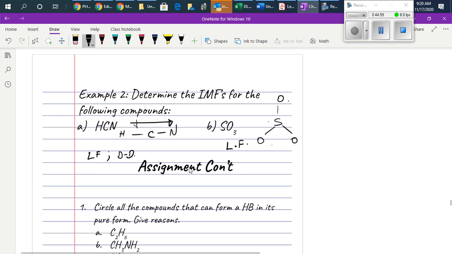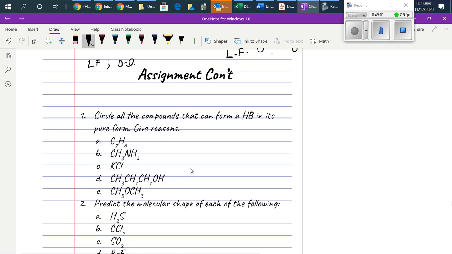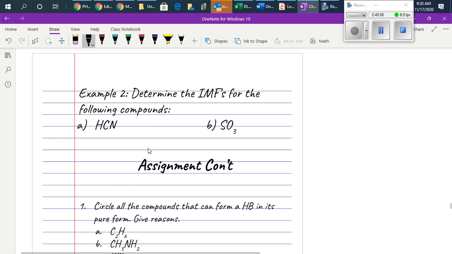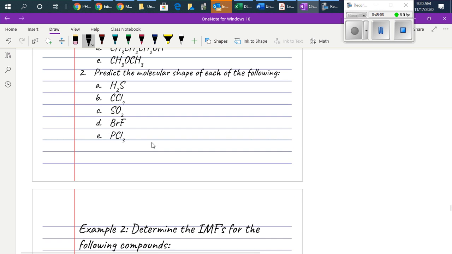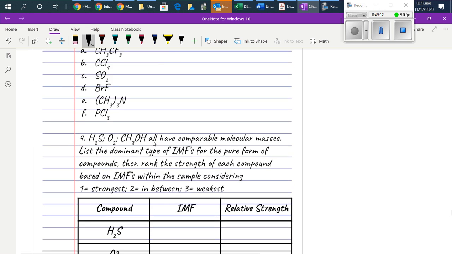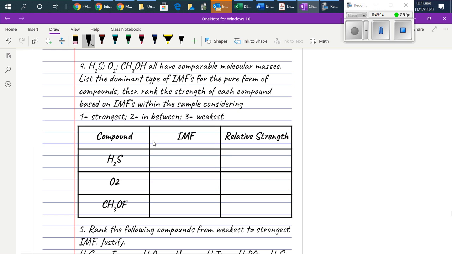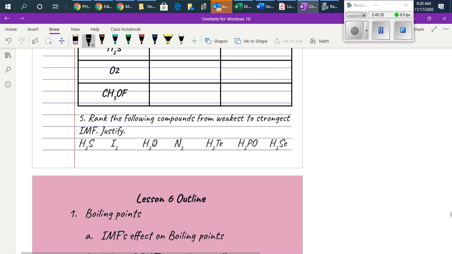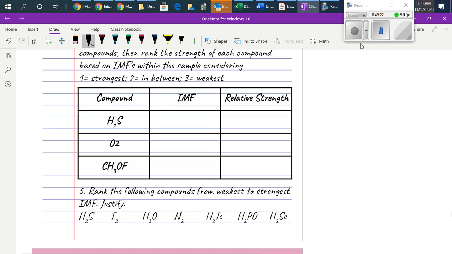Okay, so now for this lesson, continue with the assignment that we have here. This is repeated twice, I think. And then we move to this one here. Please consider what the intermolecular forces are in terms of which one is the strongest. And that's it for this lesson.